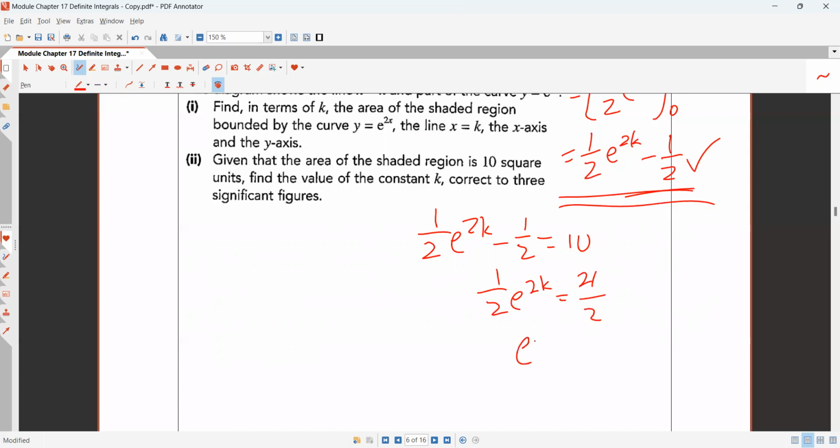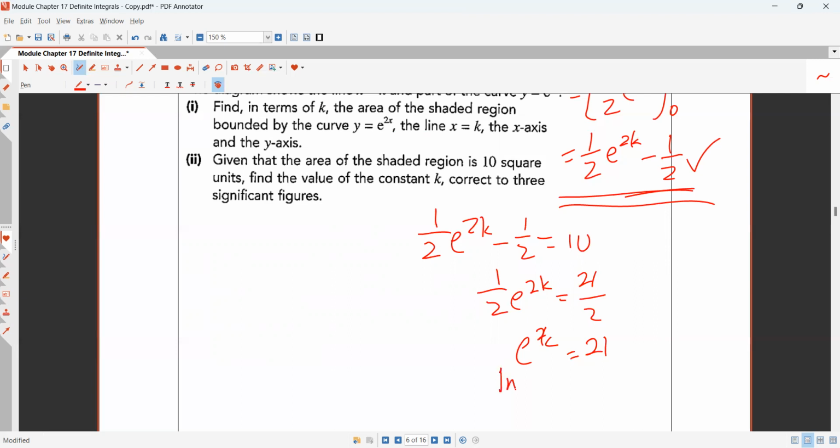So what is your e to the power of 2k equal to? 21 over 2 times 2, you get 21, right? And how to solve for this k? Both sides plus what? How to remove the e? Ln, right? You add ln.